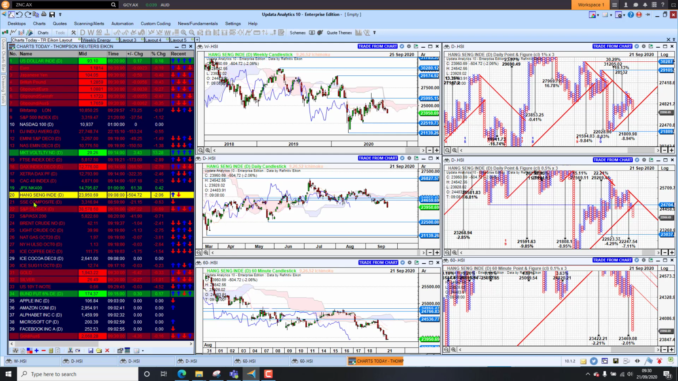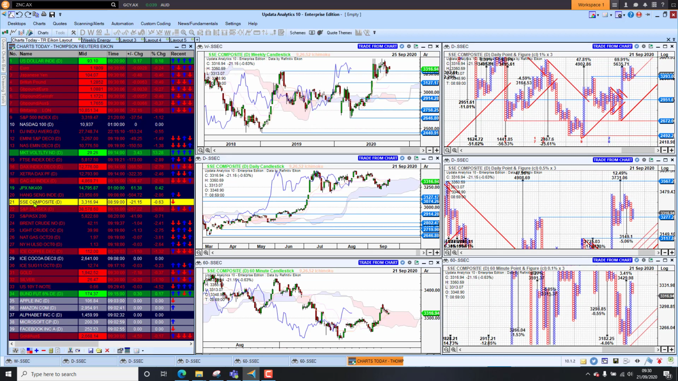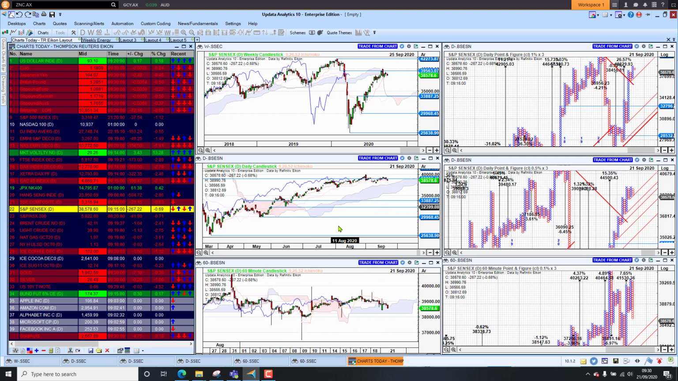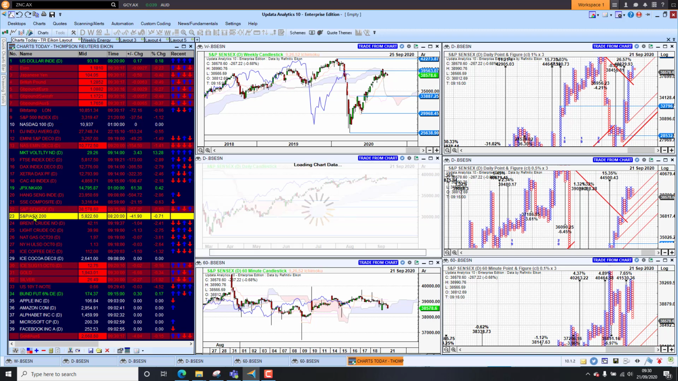The Shanghai Composite was down 0.6% as well, so we are just seeing gradually equity markets all deteriorating, and the Sensex in India was also down 0.7%, starting to just look a little bit weaker there. The Aussie market down 0.7% as well.